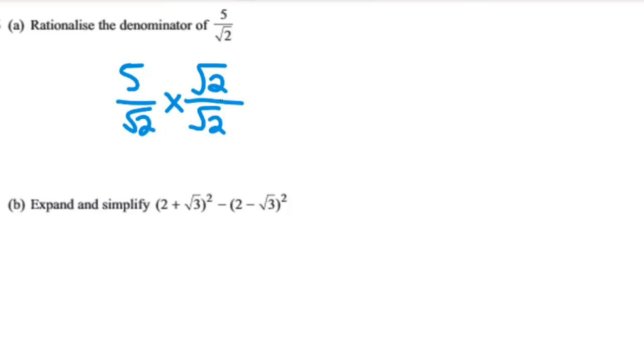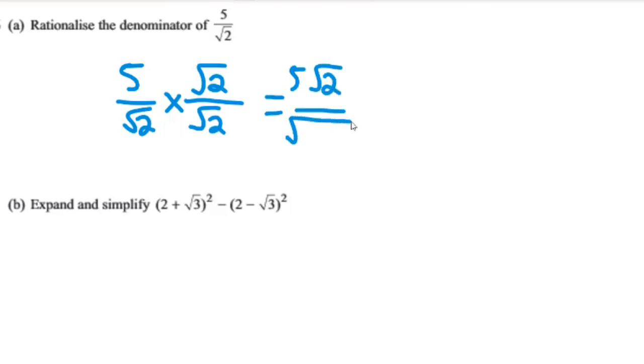Now, at any point in maths, if the need arises for it, you can times anything by something over itself, because that's just going to have a value of 1, and timesing by 1 doesn't change anything. This is just rewriting this fraction. It's not changing its actual value. But here, we can just say that 5 times root 2 is going to be 5 root 2.